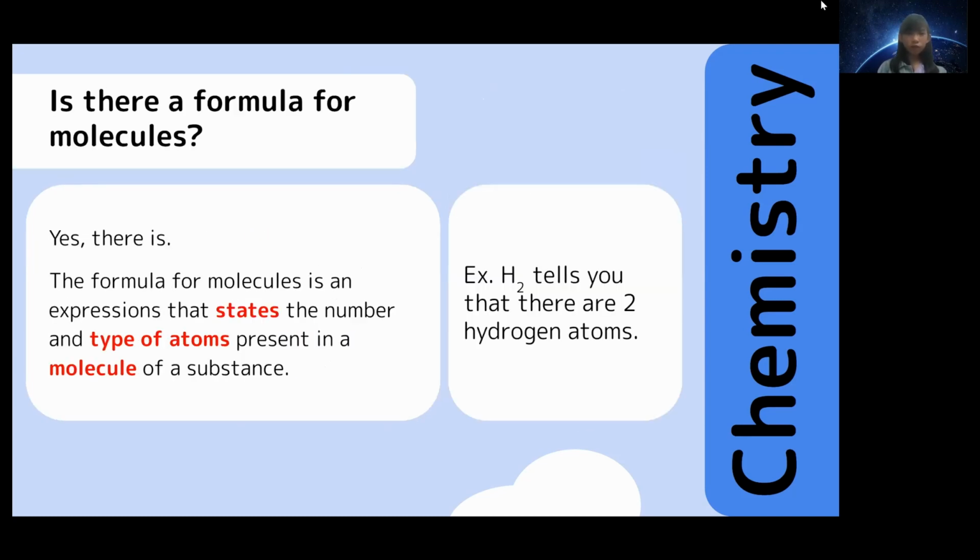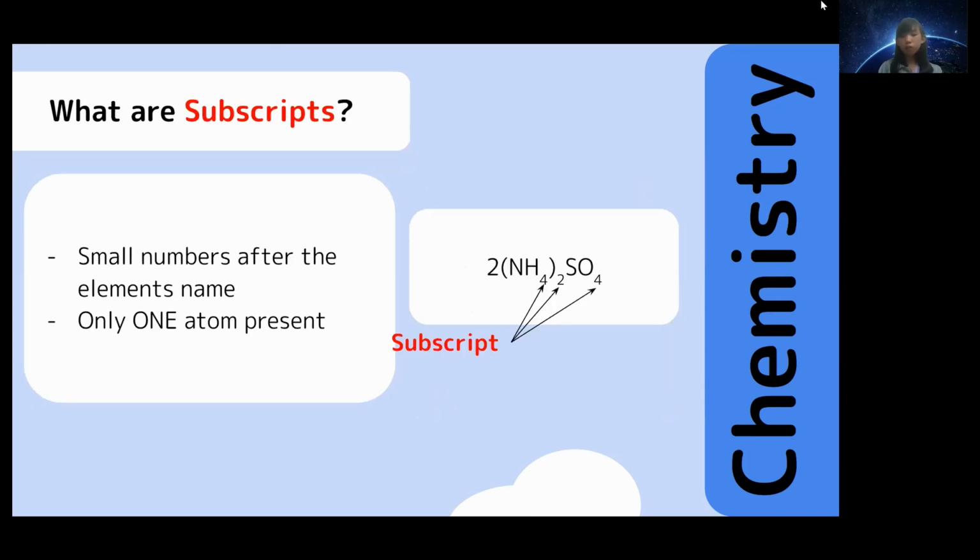So is there a formula for molecules? Yes, there is. The formula for molecules is an expression that states the number and type of atoms present in a molecule of a substance. For example, H2 tells you that there are 2 hydrogen atoms. Okay, so that small 2 is a subscript. It's like the small number after the element's name, and if there is no subscript, only one atom is present.